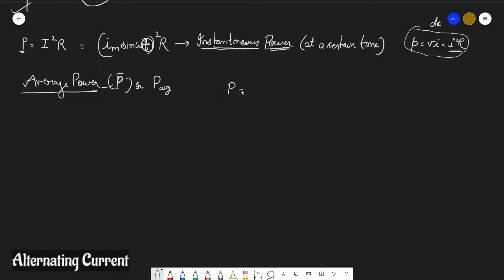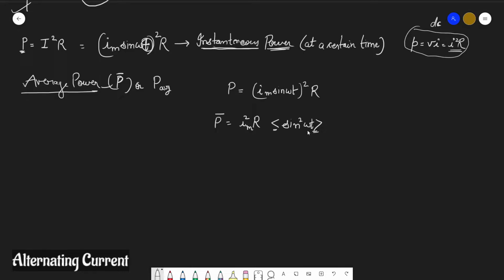So if we say power is equal to Im sine omega t whole square into R, then average power is what? Since Im square is a constant value and R is also constant, I can take them out. So we need the average of this sine square omega t term. These brackets are the notation for average. So this is the average value over a complete cycle.